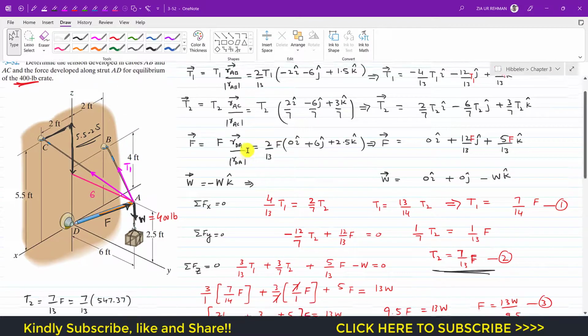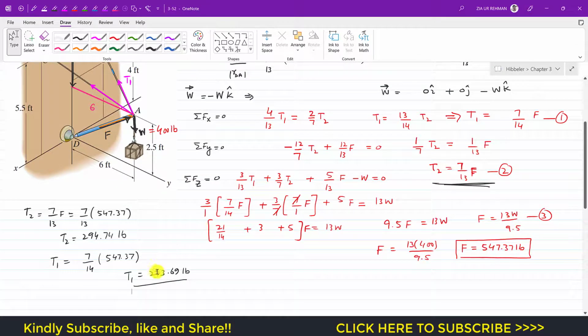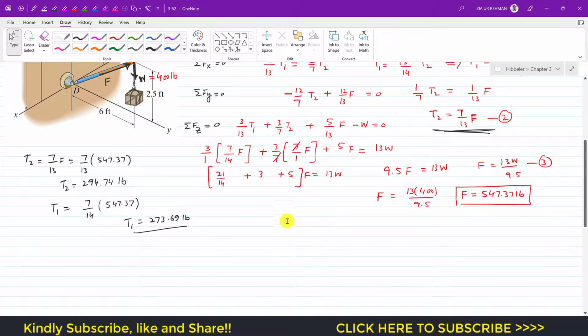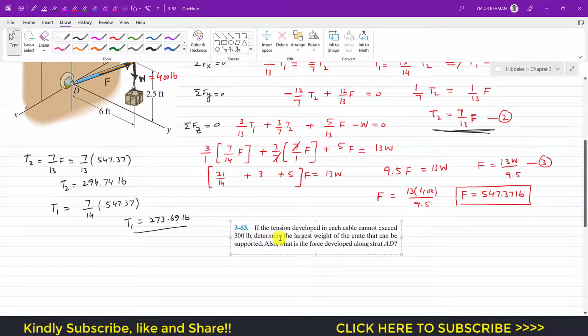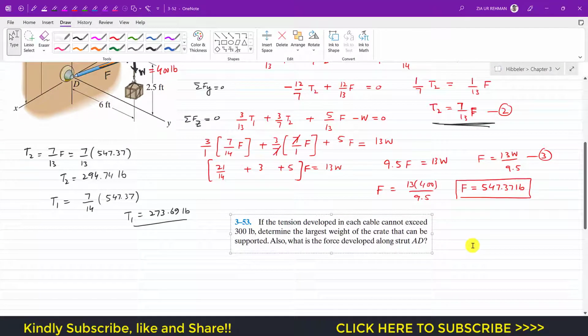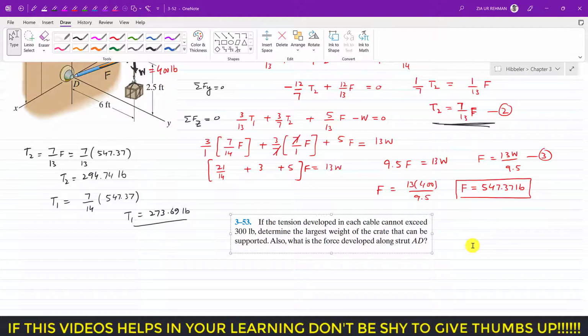Now this is the solution of this 352 problem, right? So when the weight is 400 pounds, T1 is 273.69, T2 is 294.74 pounds, and the force in the strut which is developed is 547.37 pounds. Now using these same equation 1, 2 and 3, we can solve the next problem, which is problem 353. This problem says that if the tension developed in each cable cannot exceed 300 pounds, determine the largest weight of the crate that can be supported.